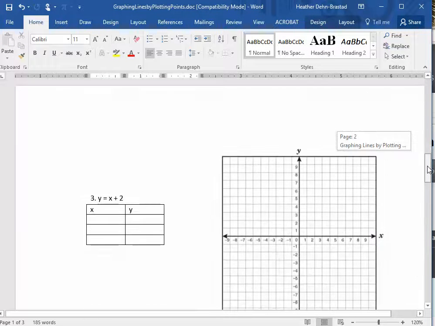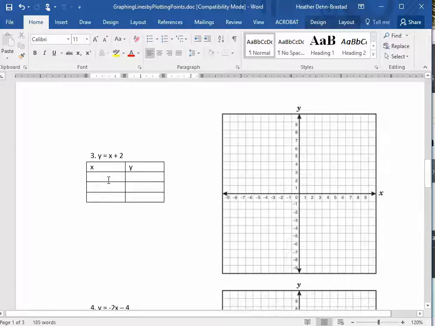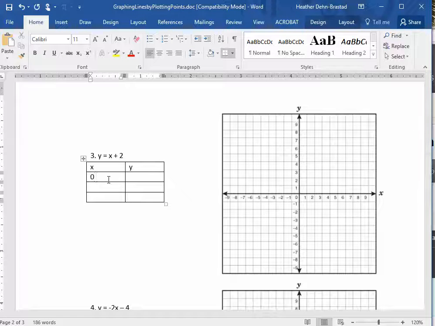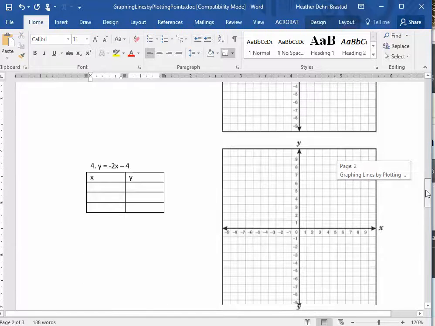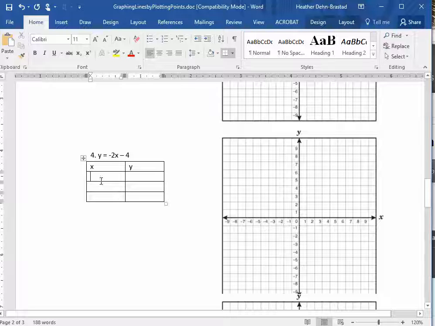So you're going to do that for each one of these. Pick some values for x. You can use 0, 1, and 2 every time if you want. And then plug them into the equation and see what you get. And every single time you're going to get a straight line. All 3 points will be in a line. And if you make a mistake, then you'll know it because they won't lie in a line.